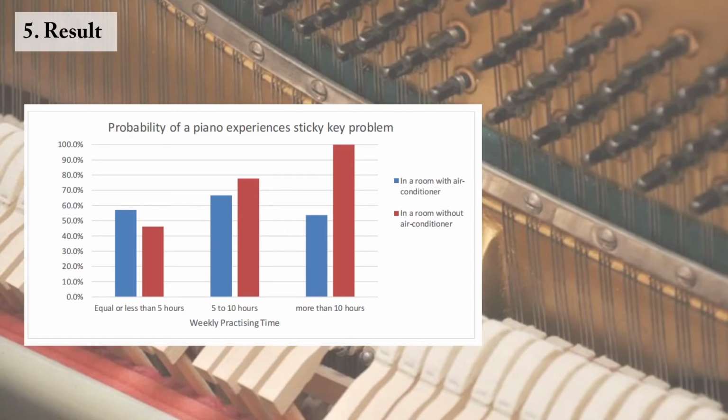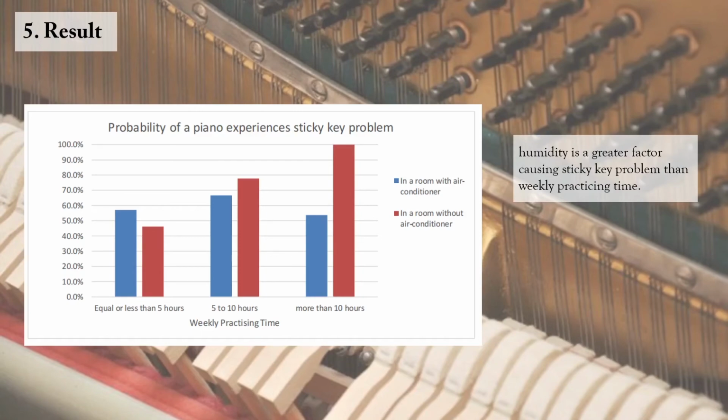Then I calculated the probability of a piano experiencing sticky key problem by different groups of weekly practicing time. As you can see here, they are equal or less than 5 hours, 5 to 10 hours, and more than 10 hours. In this bar chart, I differentiate the data into two groups, which are in a room with air conditioner or in a room without air conditioner. Therefore, the blue bars mean they are playing the piano in a room where the humidity is under control. So for the red bars, it is not.